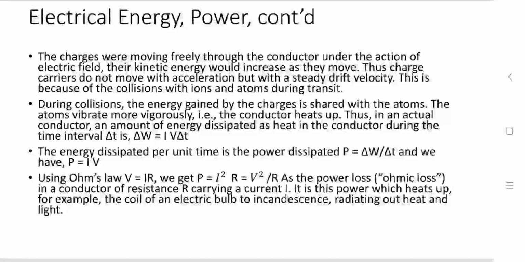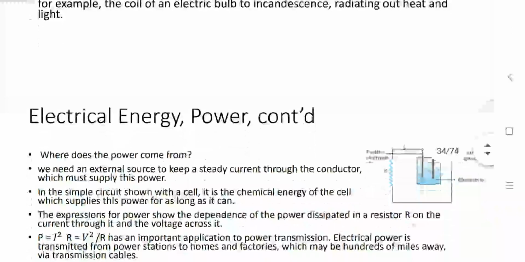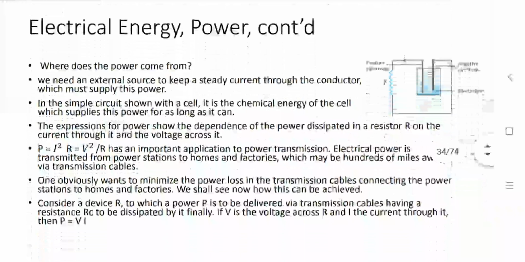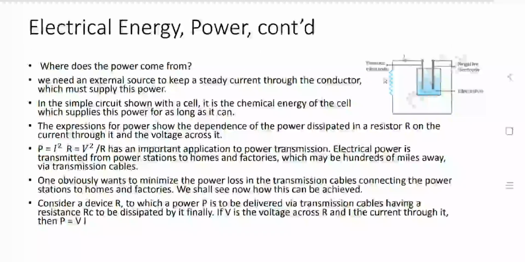It is this power which heats up, for example, the coil of an electric bulb to incandescence, radiating out heat and light. Now, from where is this power generated? To generate this power, we need an external source, an external supply, to keep a steady current throughout the conductor. For that we need to supply that amount of power.